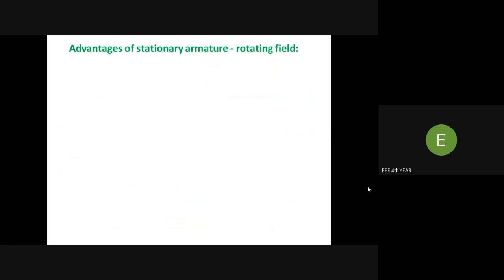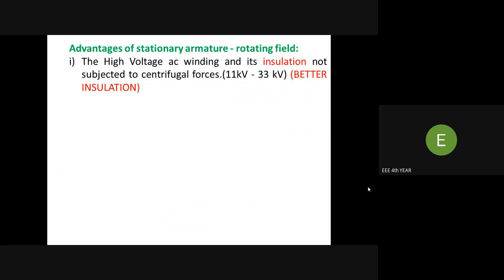Here are the advantages of the stationary armature and rotating field system. The very first point is better insulation, because the high voltage AC winding and its insulation are not subject to centrifugal force. That's why there is better insulation in the stationary armature and rotating field system. Mostly 11 kV to 33 kV can be taken from the stationary armature winding.